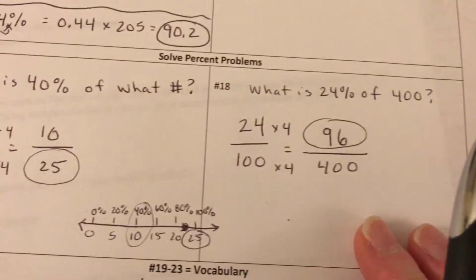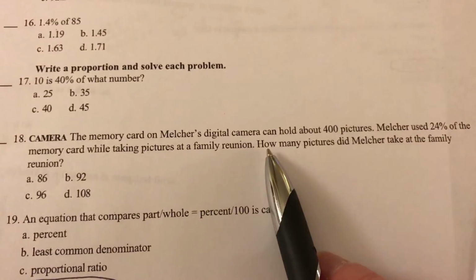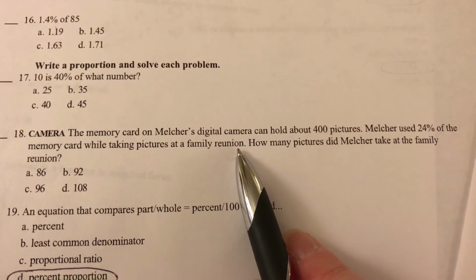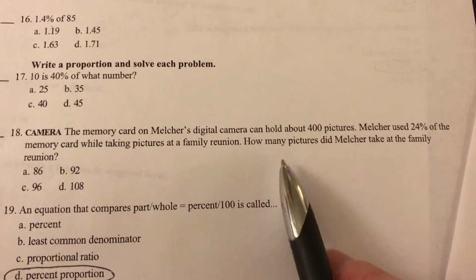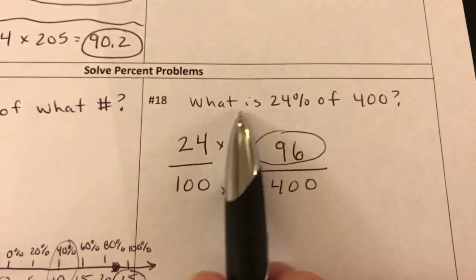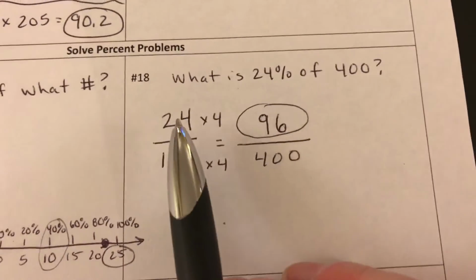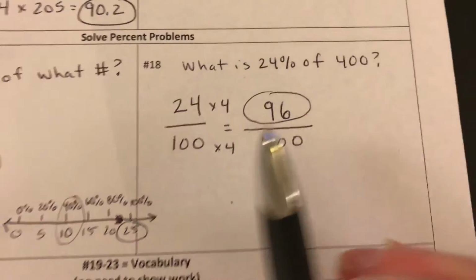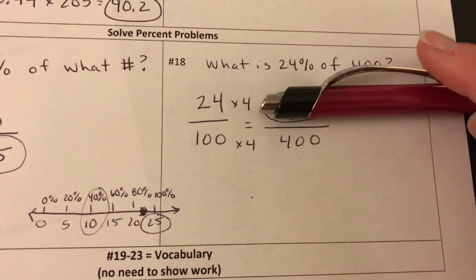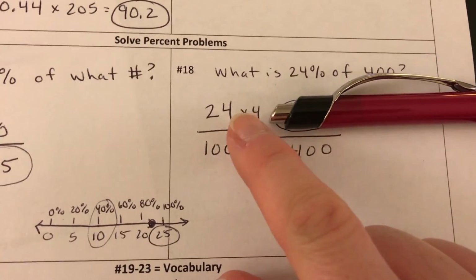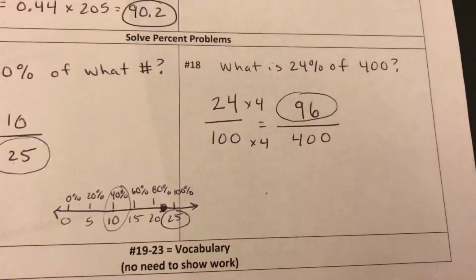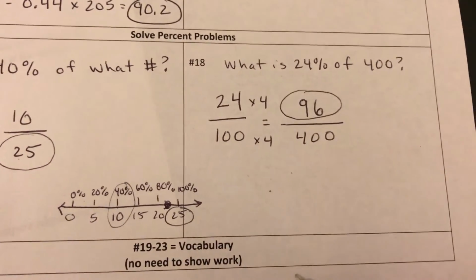Now for number 18, we had a story problem. I'm going to look back at that story problem. The memory card on Melcher's digital camera can hold about 400 pictures. He used 24% of the memory card while taking pictures at a family reunion. So how many pictures did he take? So we're trying to find what is 24% of 400. So 24%, that part of the proportion is set up with 24 over 100. And then this other part, we know that he could hold a total of 400. So what's 24% of 400? 100 times 4 is 400. 24 times 4 is 96. So 24% of 400 is 96.